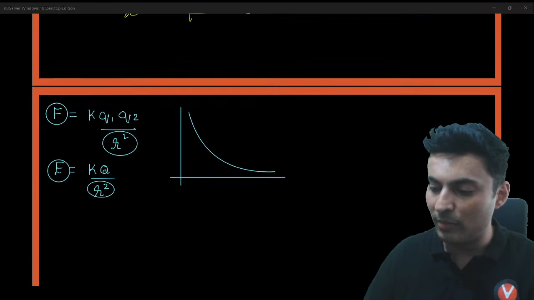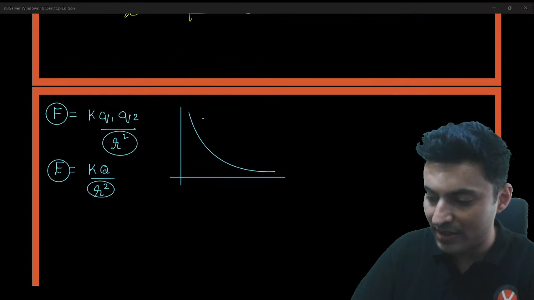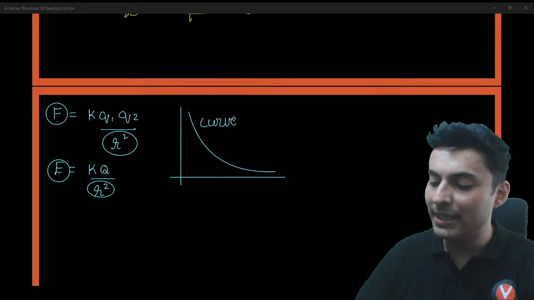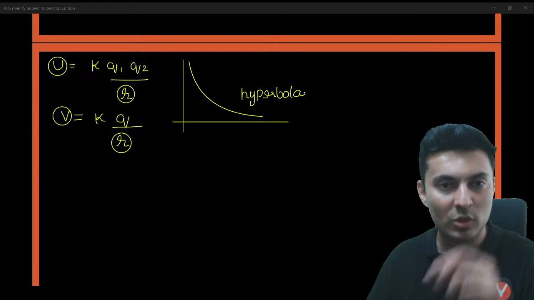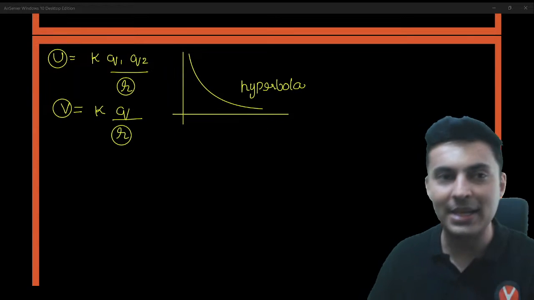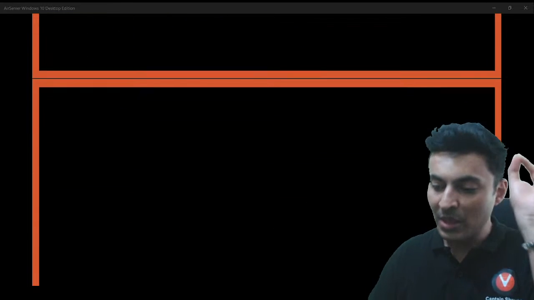So this was a normal curve. In the first case, this was some random curve. It is a curve, but it is not a hyperbola. In the next case, when it is inversely proportional to r, it came out to be a hyperbola. Very good. Congratulations.